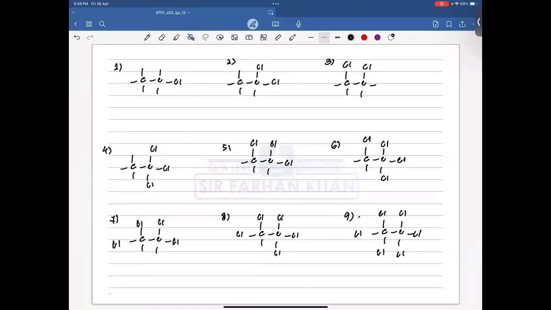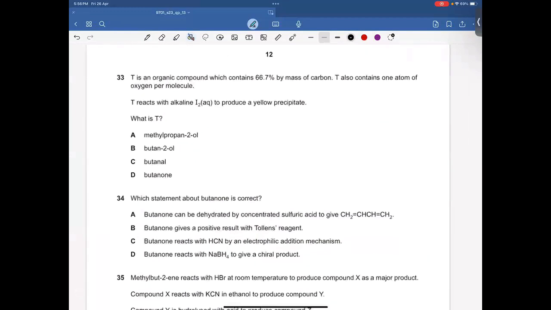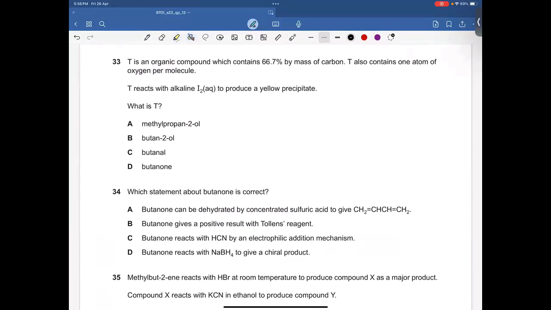Question 33. T is an organic compound which contains 66.7% by mass of carbon. T also contains one atom of oxygen per molecule. T reacts with alkaline aqueous iodine to produce a yellow precipitate. So that's an iodoform test.